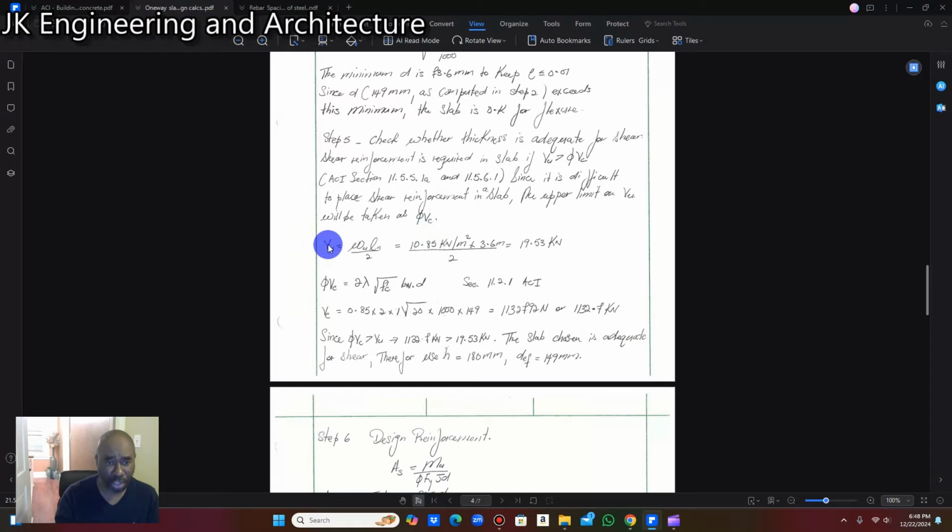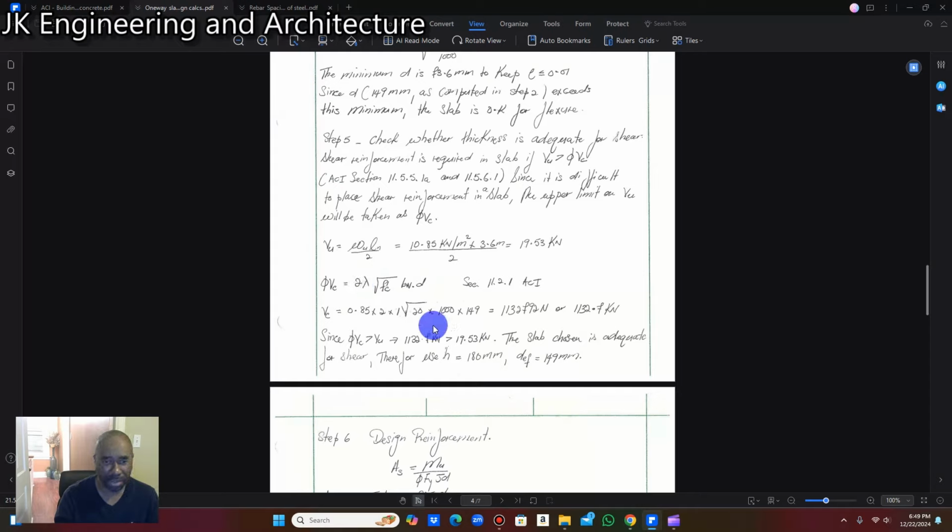We're going to work out shear, which is VU, which is W times Ln over 2, which is 10.85 kilonewtons per meter square times 3.6 divided by 2, which is 19.53 kilonewtons. Now we work out 5 VC, and that formula is in section 11.2.1 of the ACI code, which is 2 lambda root f'c, the compressive strength of concrete, times the breadth times the depth. We take lambda equal to 1.